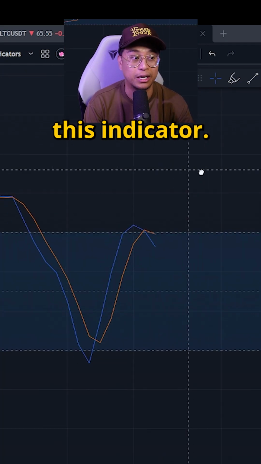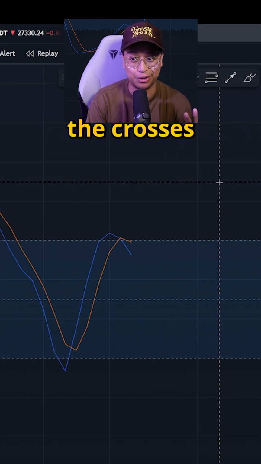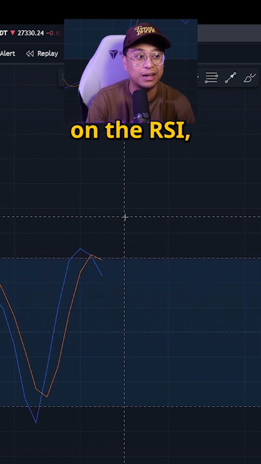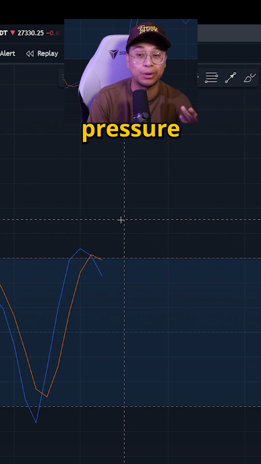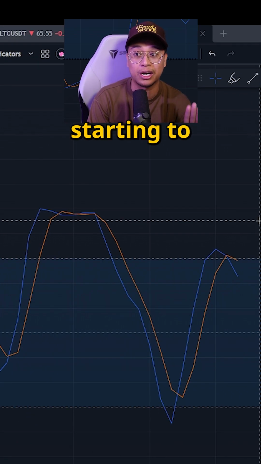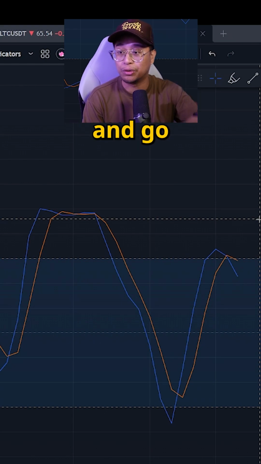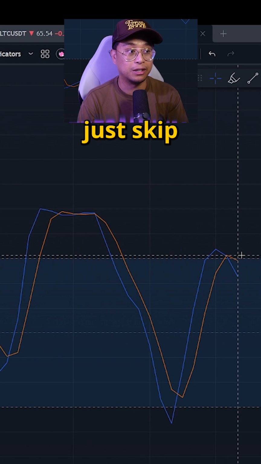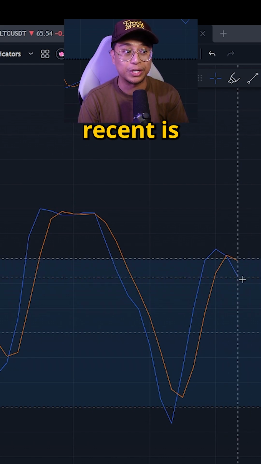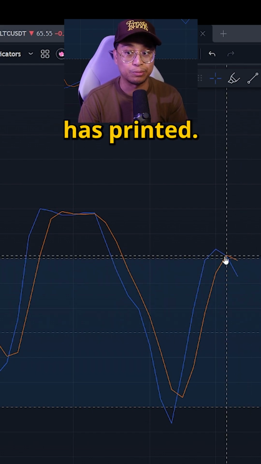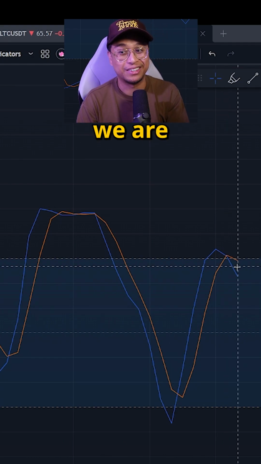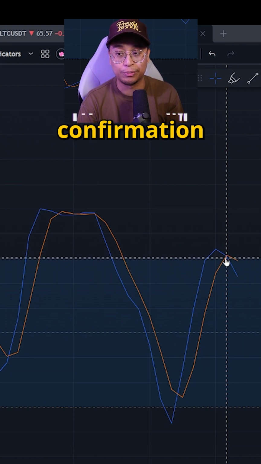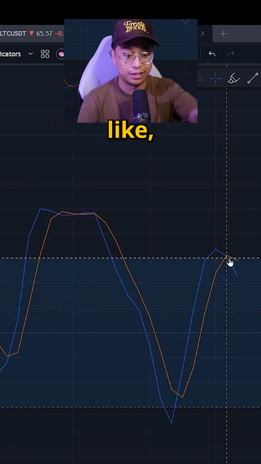How to use this indicator, what you're going to want to do is look at the crosses. Right now we got a cross down on the RSI. So that means our momentum of buying pressure is slowing down and we're starting to cool off a little bit and go more into a downward, bearish movement. I usually just skip whatever the most recent is and try to pay attention to what has printed. Today we are sort of losing steam on buying. Yesterday was a for sure confirmation that we're heading downwards.